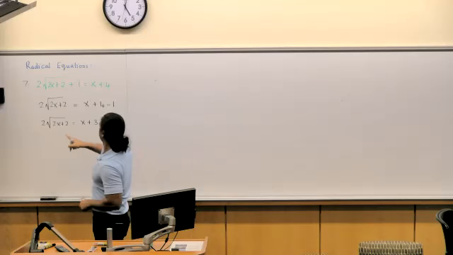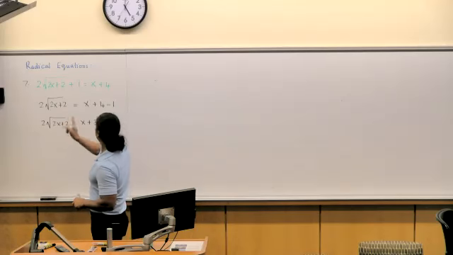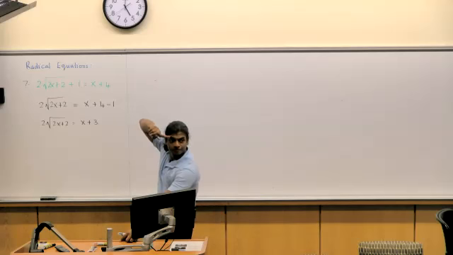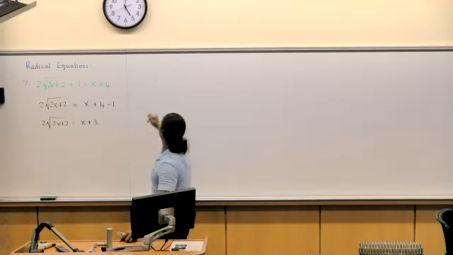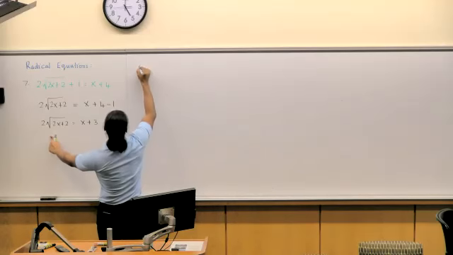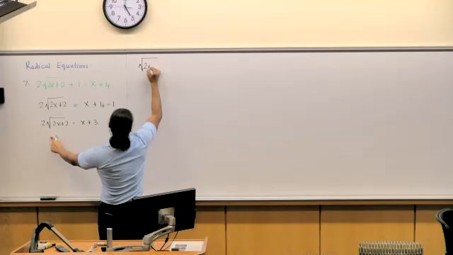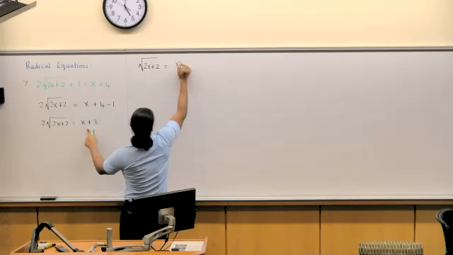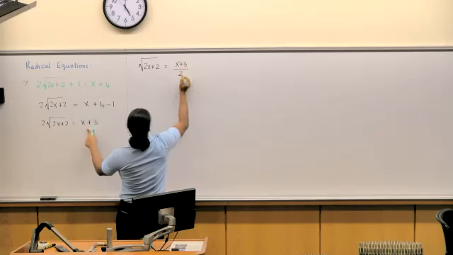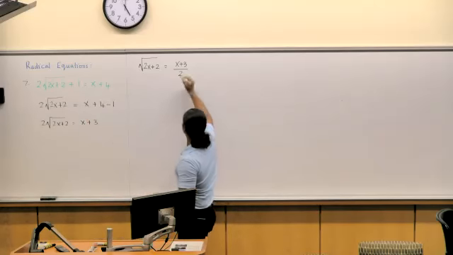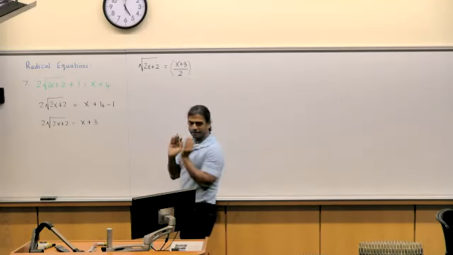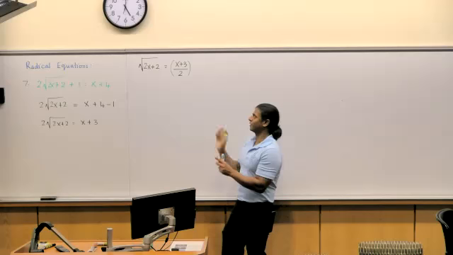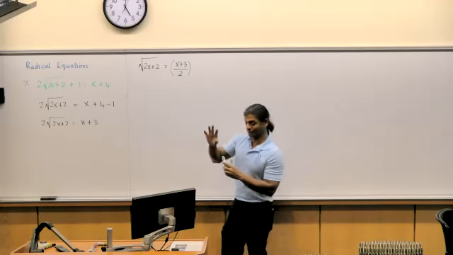Good. What is the next step? Divide by 2 on both sides. So if you divide by 2 here, you get square root of 2x plus 2 equals x plus 3 divided by 2. Mind you, that is an entire term. You can't just ditch that 2. You can't just simply divide x by the 2.